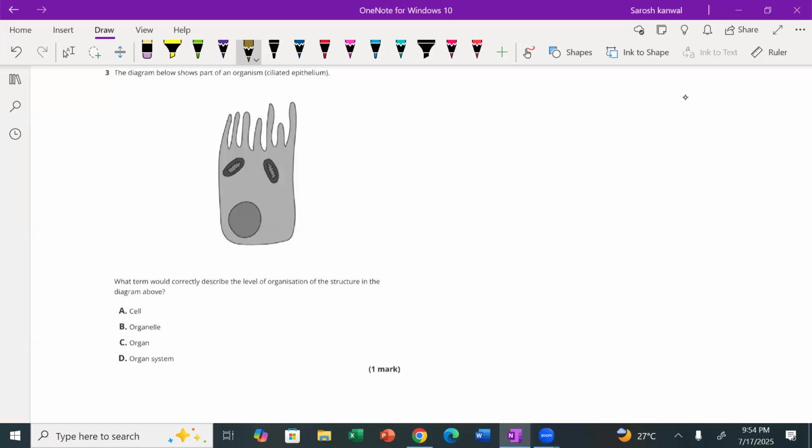So the diagram below shows part of an organism that is ciliated. Okay. Mipsam, could you guess the answer for this question? It's a cell. Very good, Mipsam. Okay.